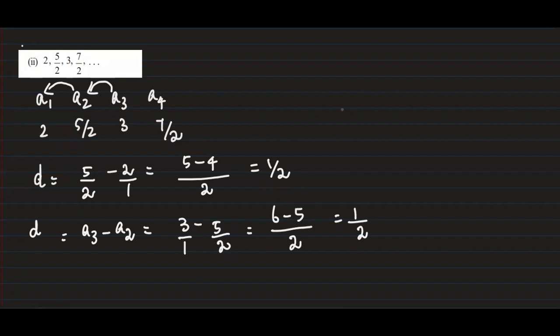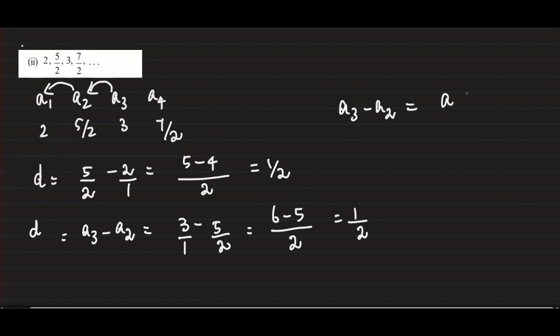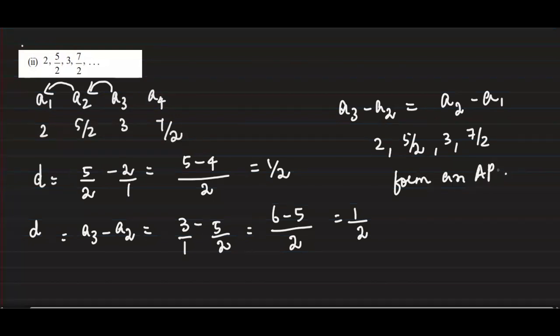So we should say A3 minus A2 is equal to A2 minus A1. So the series 2, 5 over 2, 3, 7 over 2 forms an AP. But then we'll have to find the next 3 terms. Basically, we know 4 terms here, so we'll have to find the 5th term, 6th term, and 7th term.